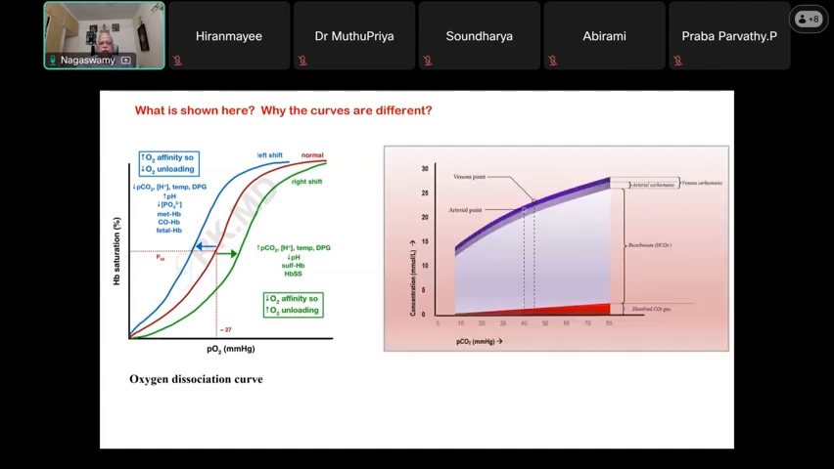So this is the ODC curve. What is this curve? Carbon dioxide dissociation curve. Compared to the ODC curve, which is sigmoid or S-shaped, the carbon dioxide curve is almost a linear curve, moving in a straight, almost exponential way. It goes straight like this. So this is the carbon dioxide transport curve.